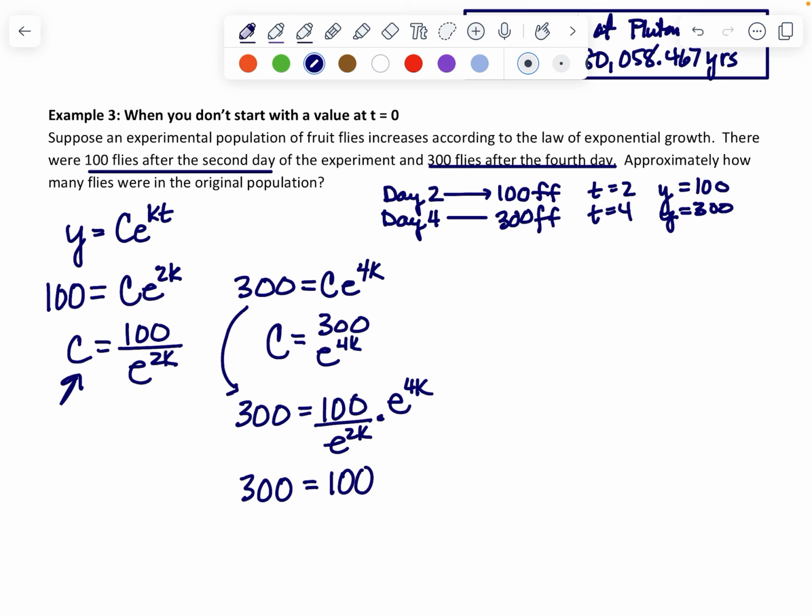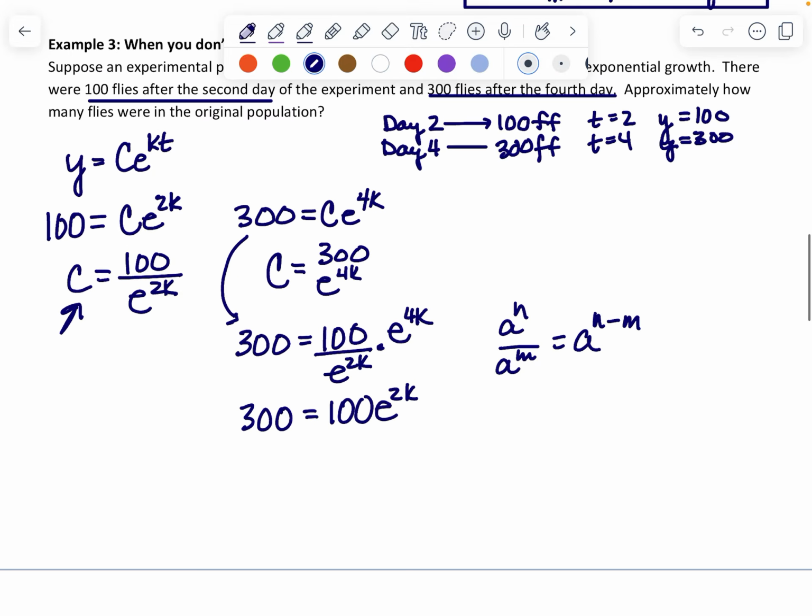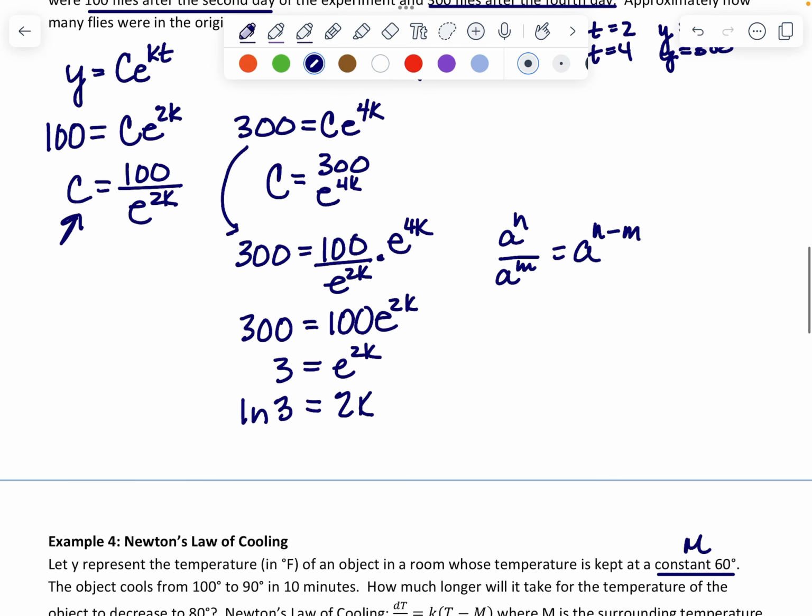So now I get 300 is equal to 100. We have the same base here. So remember, we can use that rule, a to the n over a to the m is equal to a to the n minus m, right? So we get e to the 2k, right? Then we can divide both sides by 100, and we get 3 is equal to e to the 2k. And then we use logarithms, right? ln of 3 is equal to ln of e to the 2k, which is just 2k. And so we get k is equal to 1/2 ln 3.